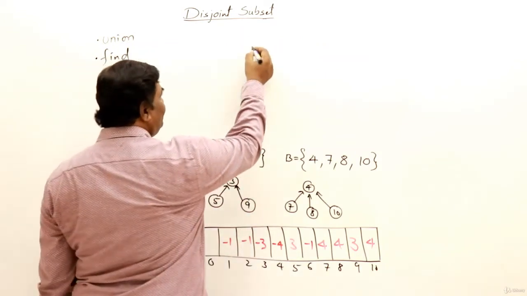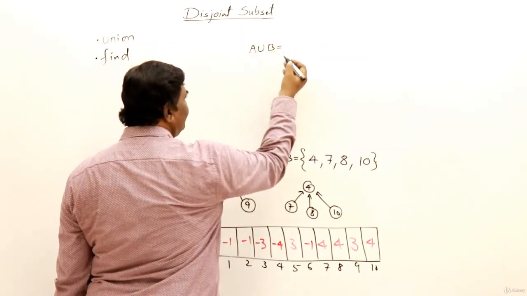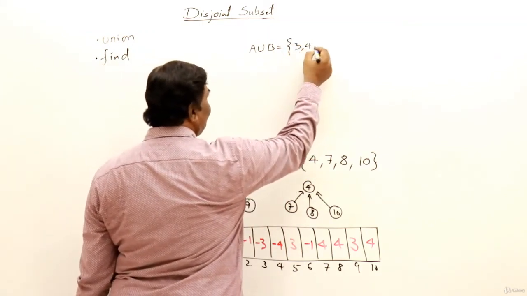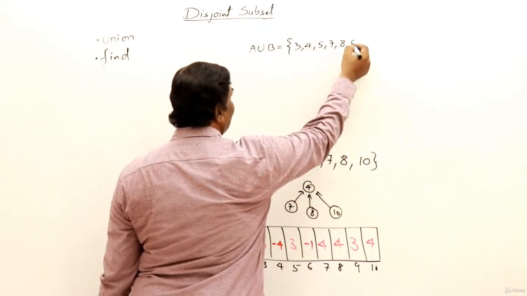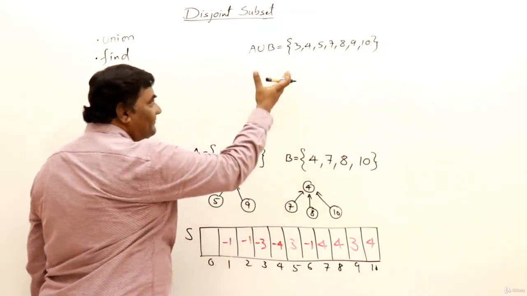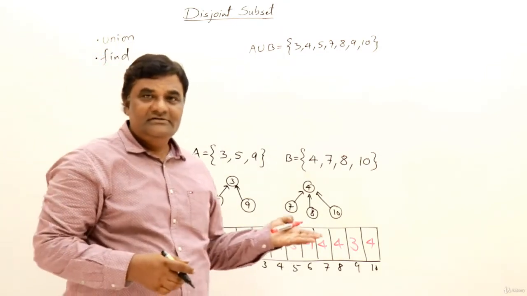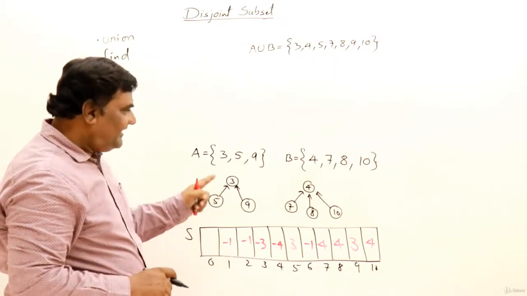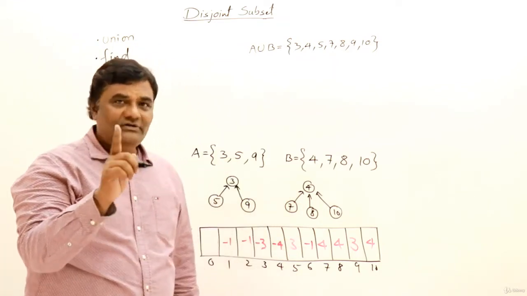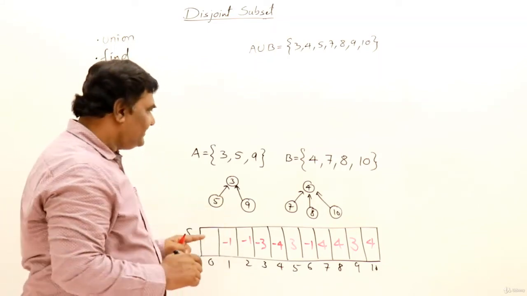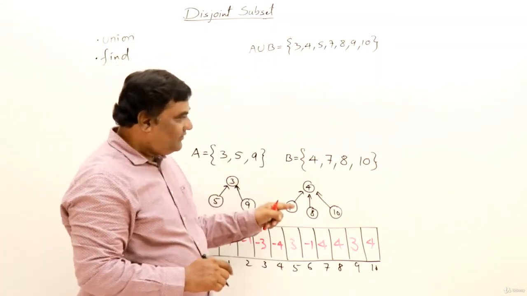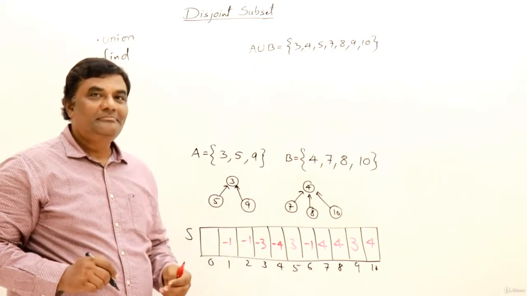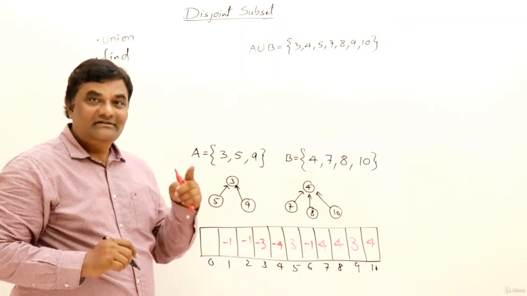Let us say I want to perform A union B. This is a mathematical operation. Now if we perform union, the set of elements will be 3, 4, 5, 7, 8, 9 and 10. These two are combined together and there is nothing common, so nothing is discarded. Now how do you show it diagrammatically? I have to make any one as a parent, right? Only one as a parent, not both. So shall I make 3 the parent for all or 4? Whoever has more elements, you select that one as parent. That's weighted union.